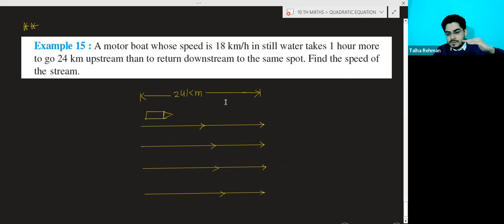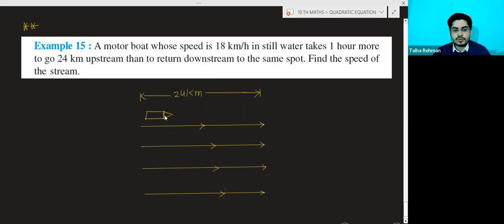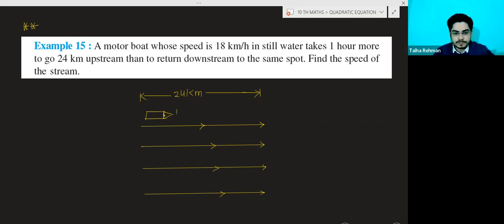Stream means the layers of the water moving, and the speed of the motor boat in still water. Still water means when there is no speed of water, means the water is at rest, means suppose the river is not running like this. Suppose the river is not running and in that case the speed of the motor boat is 18 kilometer per hour. 18 kilometer per hour.